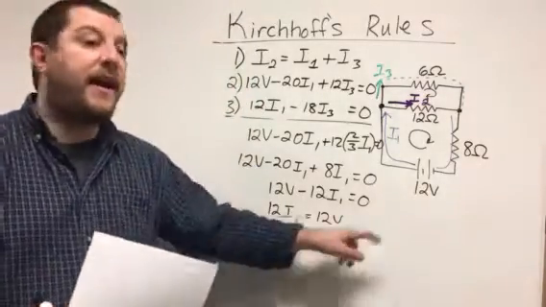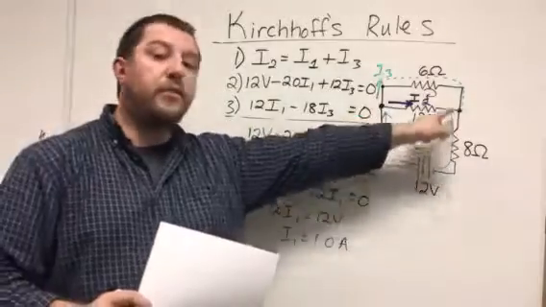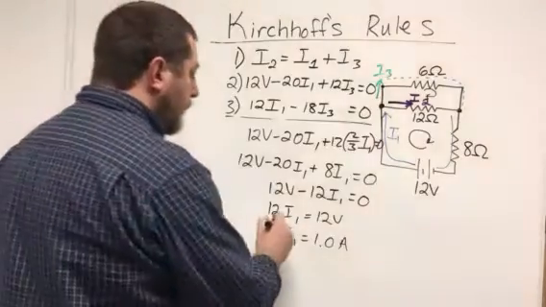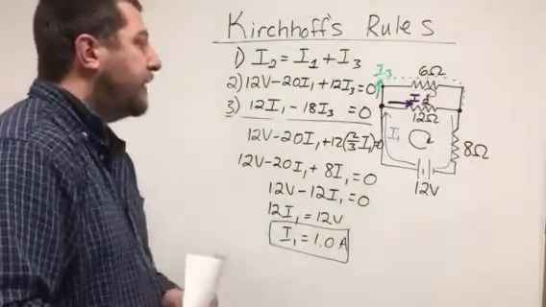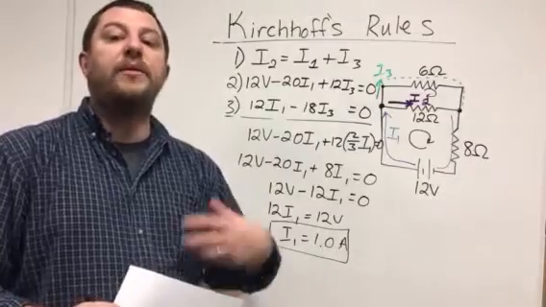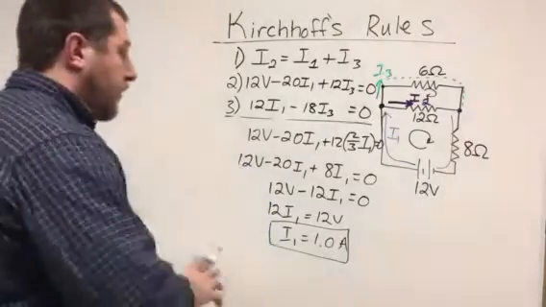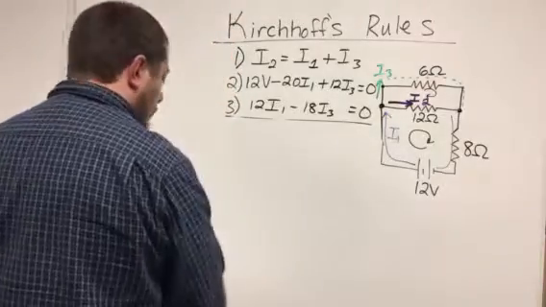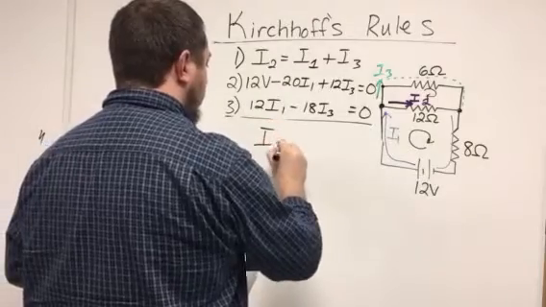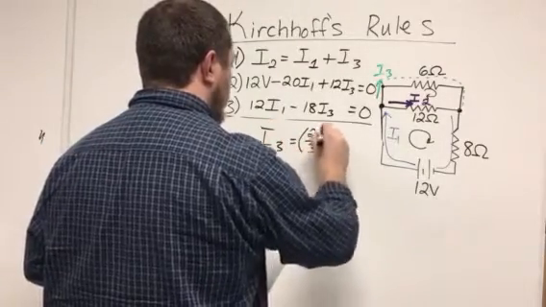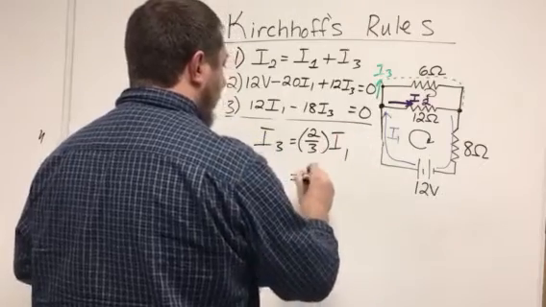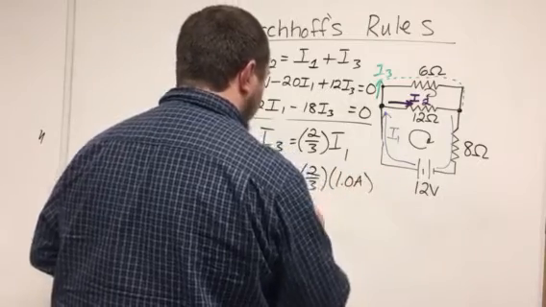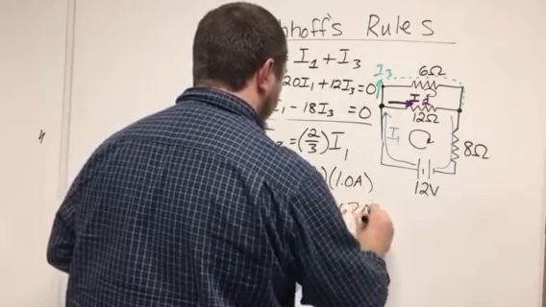So what that means is I have 1 amp running through this branch right here. Okay, I have 1 amp running through that branch right there. So now I can use this result to get I3 very easily, and then once I have I3, I can get I2. So remember that there was the relationship I3 was equal to 2/3 I1, and we take 2/3 of 1 amp, and that is 0.667 amps.